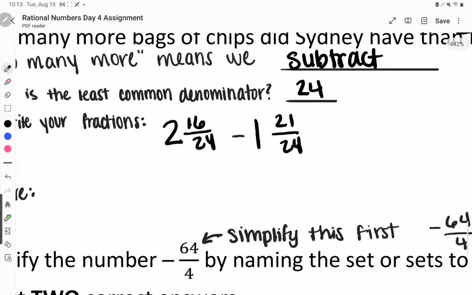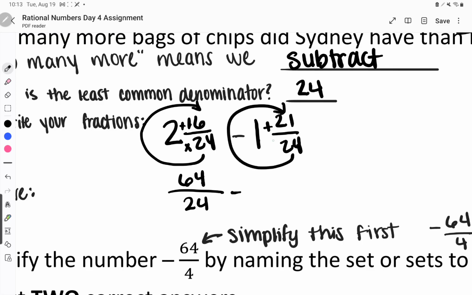I'm going to do the Texas method again because I find that to be the easiest way, so I'm going to go around the world and land in Texas. 24 times 2 gives me 48. And then I have 48 plus 16, and that's going to give me 64 over 24. Minus, go around the world, and we land in Texas. I start with 24 times 1, which is 24. And then I do 24 plus 21, and that gives me 45.